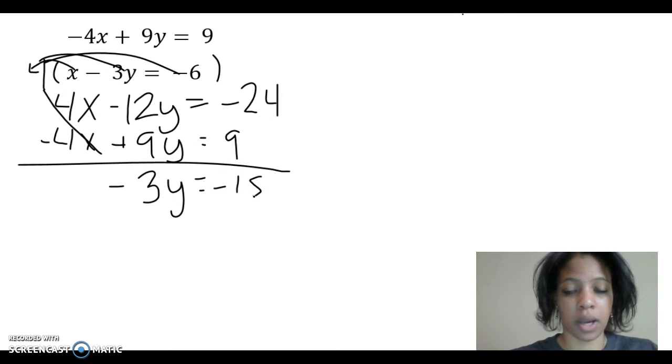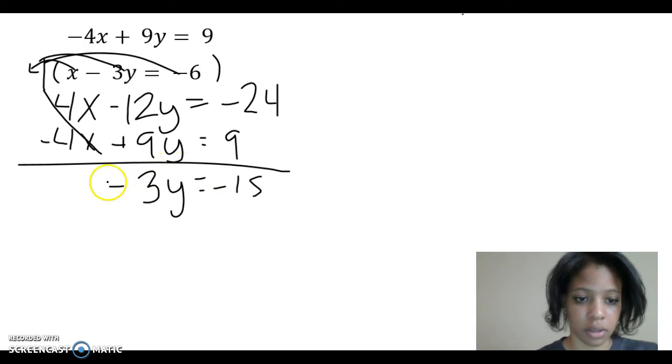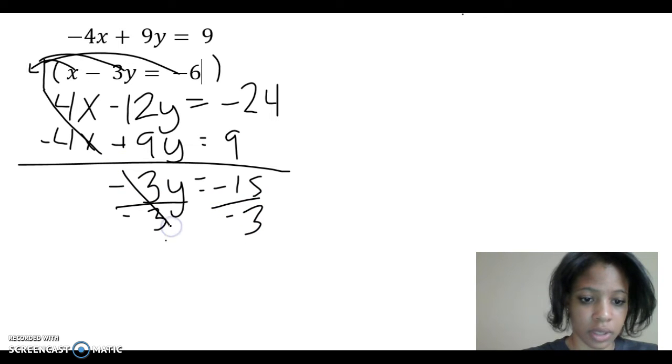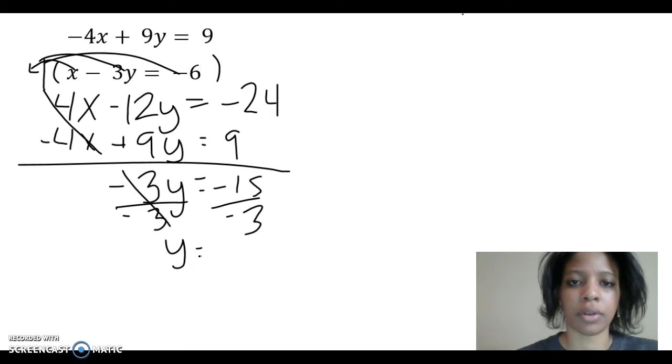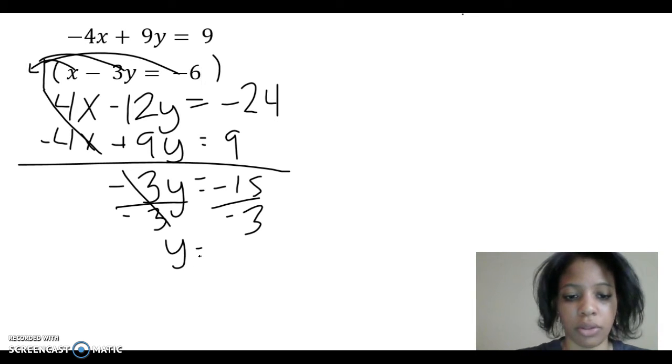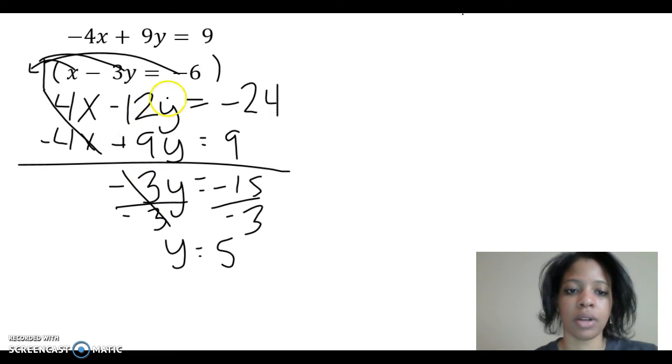Now I'm solving for y, so I need to get rid of this negative 3. So I'm going to divide both sides by negative 3. It cancels on this side. You're left with y equals negative 15 divided by negative 3. Negative divided by negative is going to be a positive, and 15 divided by 3 is going to be 5. So y equals 5. I'm going to plug that into this bottom equation this time.